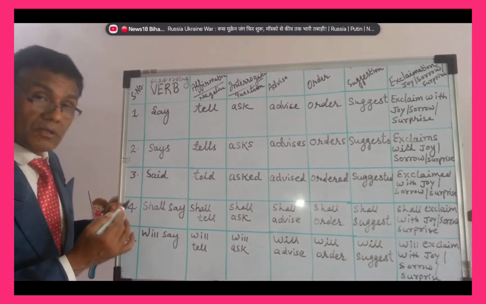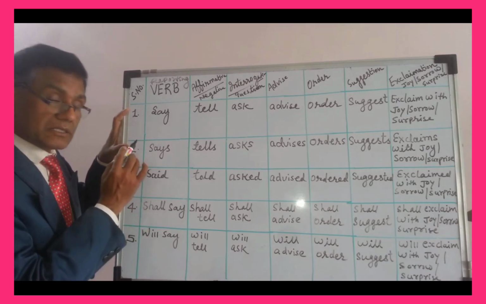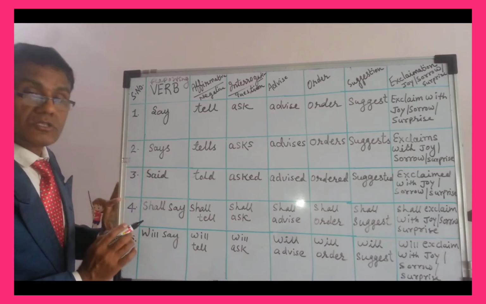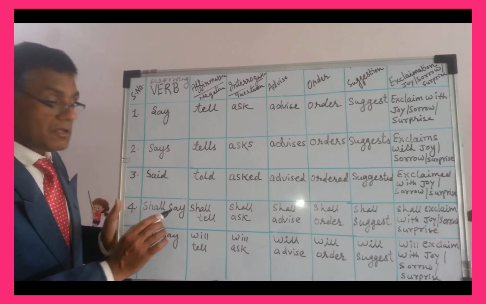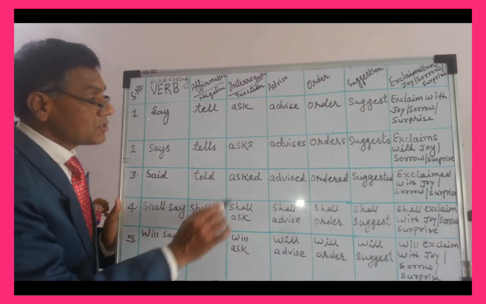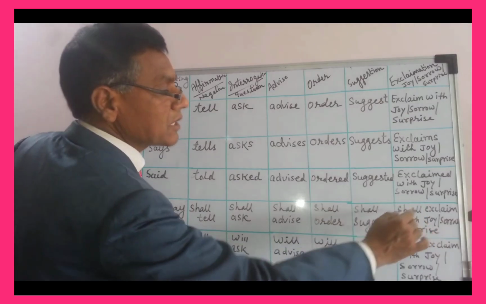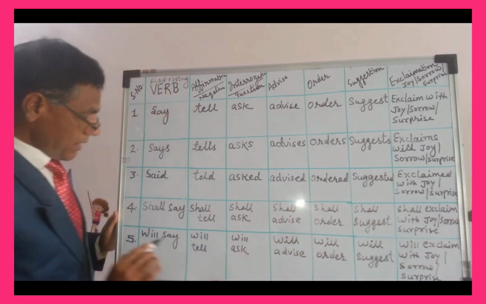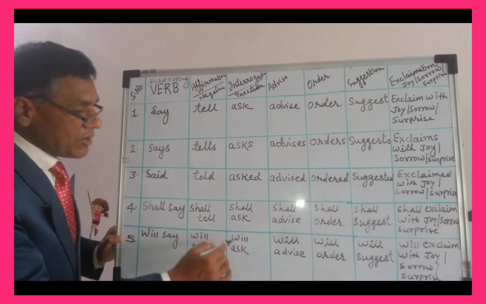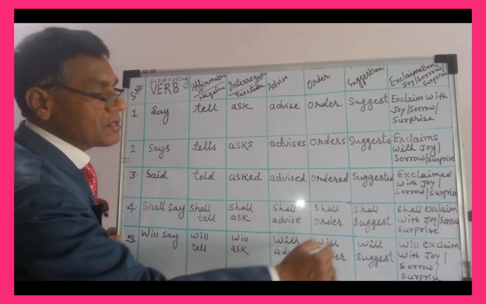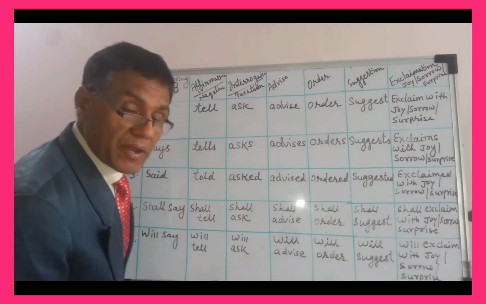Sometimes we talk about the future as well. These two reporting verbs belong to present tense. This is past tense. These two are of future tense. So shall say will be converted into shall tell, shall ask, shall advise, shall order, shall suggest, shall exclaim with joy, sorrow, surprise. And will say will be converted into will tell, will ask, will advise, will order, will suggest, will exclaim with joy, sorrow and surprise.